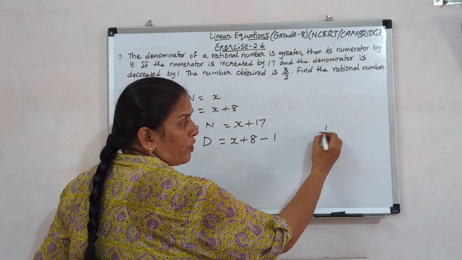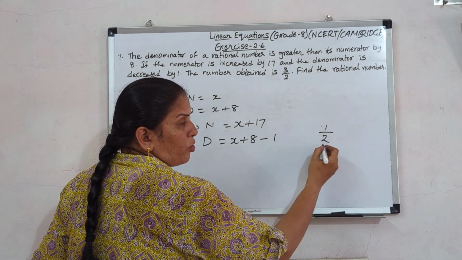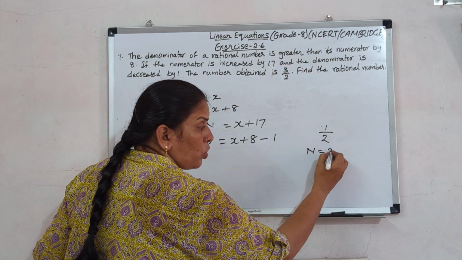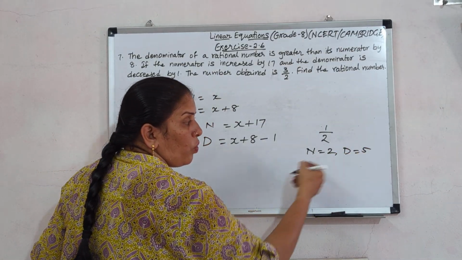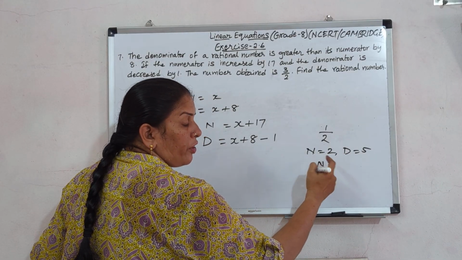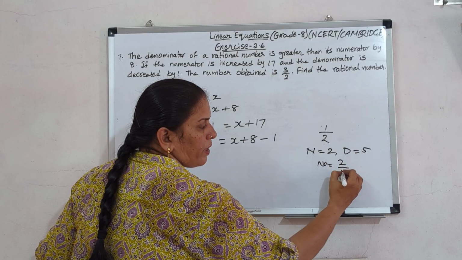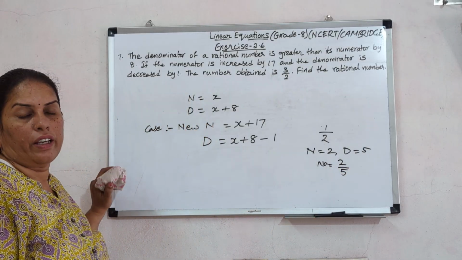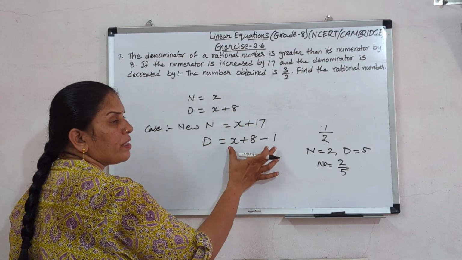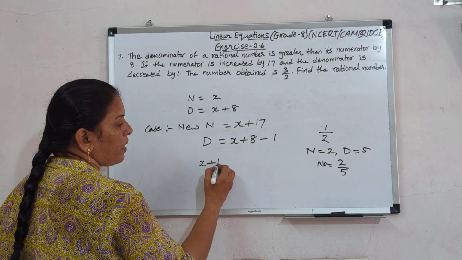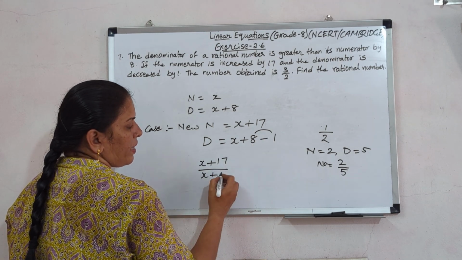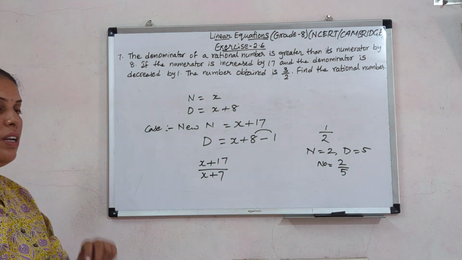In the previous example I told that 1 by 2 means 1 is the numerator and 2 is the denominator. Here, if the numerator is 2 and the denominator is 5, what is the number? What is the rational number? Number is equal to numerator by denominator: 2 by 5. If we know the numerator and denominator, we can write the number. Here this is the numerator and this is the denominator. So what is the number? X plus 17 by x plus 8 minus 1, that is x plus 7. This is the rational number.